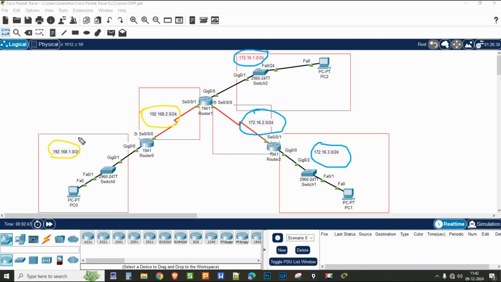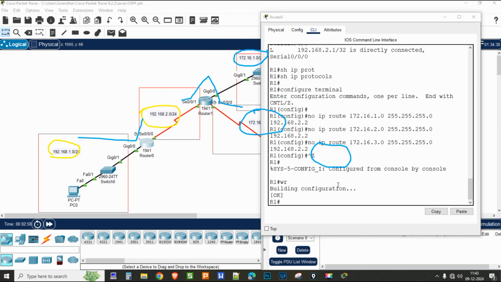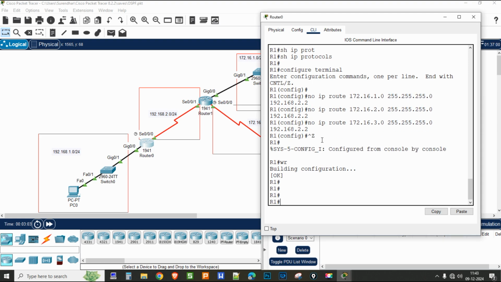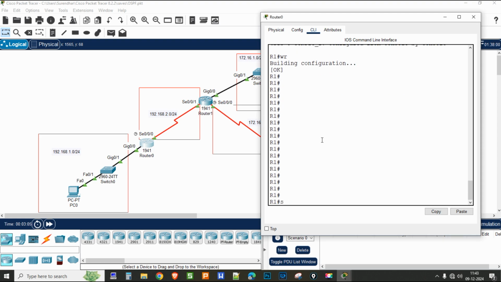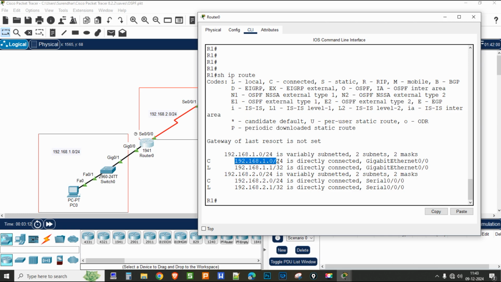Here this router is directly connected to this area, then this router 1, 2, 3. Here 1, 2. Just simply go to the router and use show ip route. Here C is the network ID and L1.1 is the interface IP.